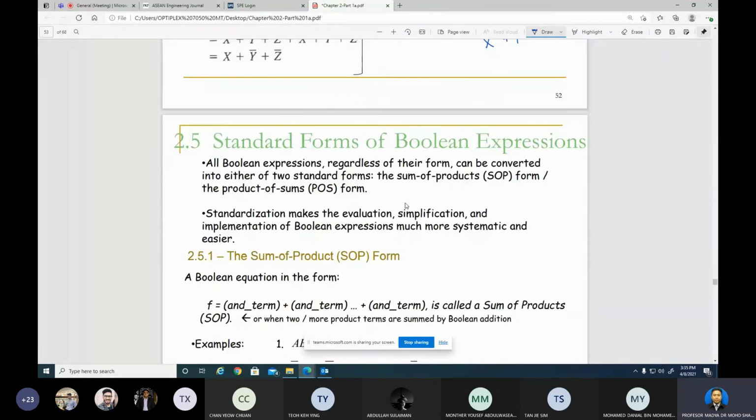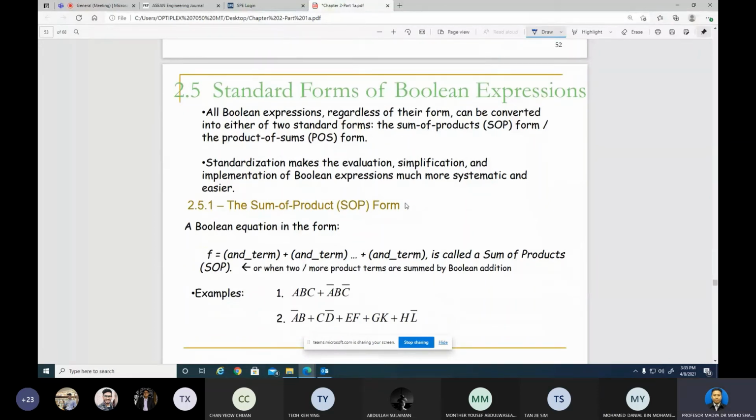Next, we go for the standard form of the Boolean expression. For the Boolean expression, we have two standard forms. First, we call the SOP, and the second one is the POS. SOP is the sum of products form. POS is the product of sums. So we have two standard forms of the Boolean expression.